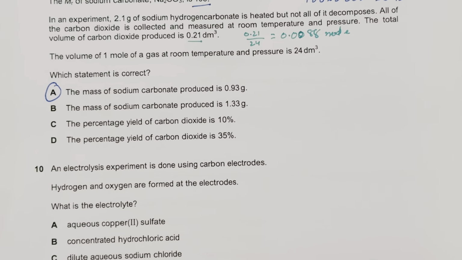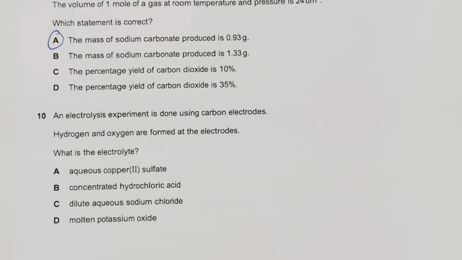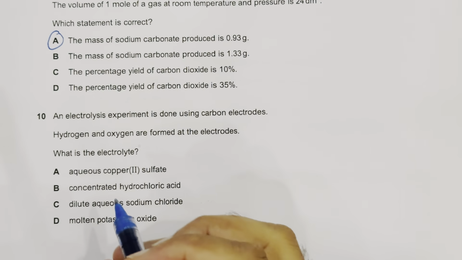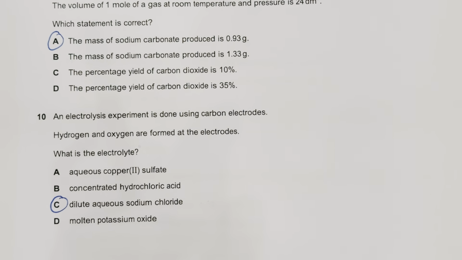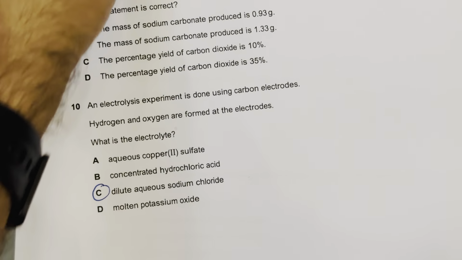Moving to question number 10. Question number 10 is that an electrolysis experiment is done using carbon electrodes. Hydrogen and oxygen are formed at the electrodes. What is the electrolyte? Aqueous copper sulfate, not concentrated. Hydrochloric acid, no. Salt, dilute. Aqueous sodium chloride. Yes, this is the electrolyte that is used to run this experiment when carbon electrodes are used. Moving to question number 11.